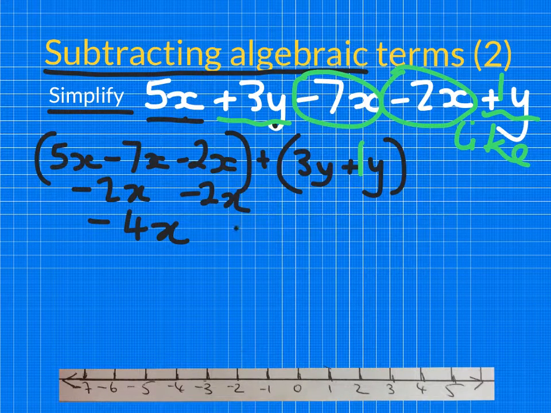then we're going to add on 3y plus 1y, which is 4y. And that is our answer, written as simply as possible. In the original expression, there were 1, 2, 3, 4, 5 terms, and now in the simple version, there are only 2 terms. That has been simplified.